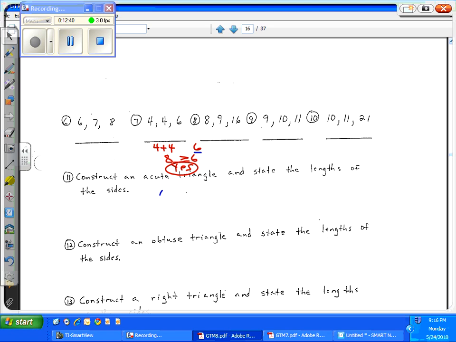Now, to see what kind, we take the larger square and we compare it to the sum of the squares of the smaller two. 6 squared is 36, 4 squared is 16, 4 squared is 16, 16 plus 16 is 32, 36 is greater than 32. The larger side square came out bigger, which means it opened wider than 90. Bigger than 90 is obtuse, so it's an obtuse triangle. Any questions on number 7? Okay.